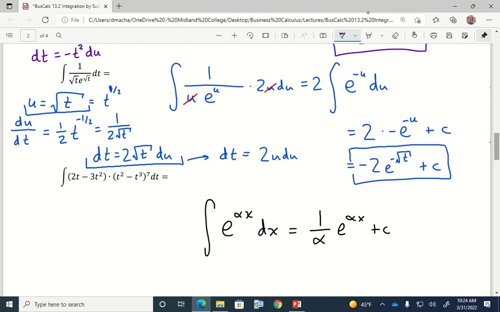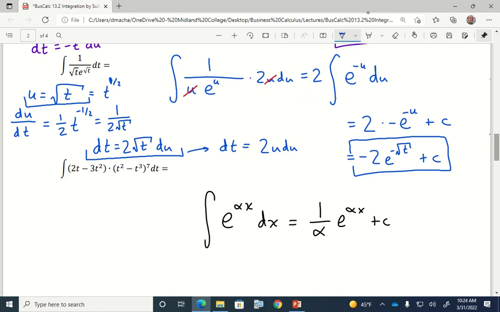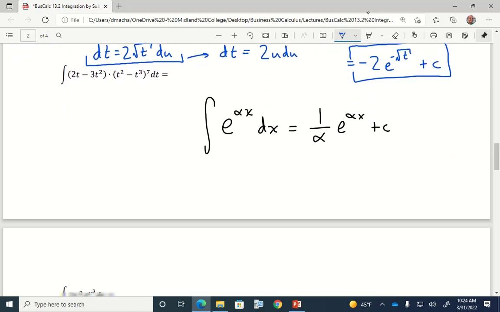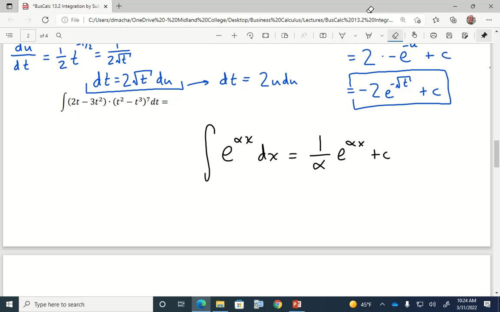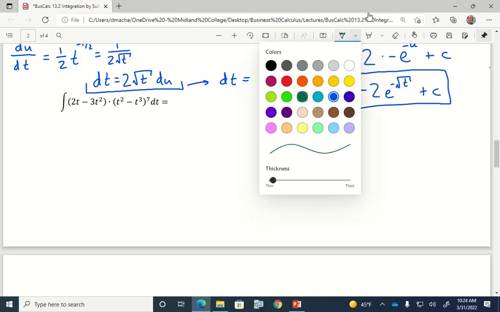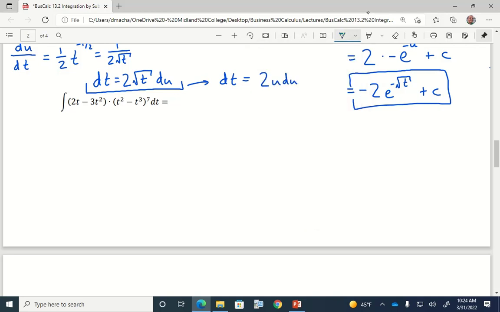Okay. Of course, stop me if you have any questions at any point. But the last one on this page says, well, it's a mouthful: the antiderivative of (2t minus 3t squared) times (t squared minus t cubed) to the seventh power dt. The question is, what is going to be my u?